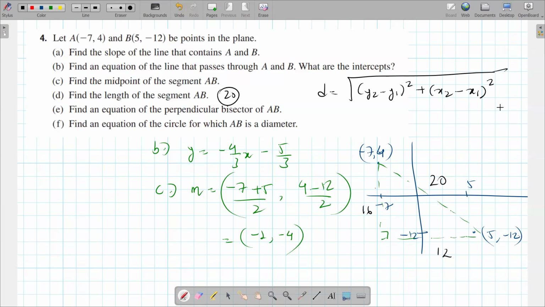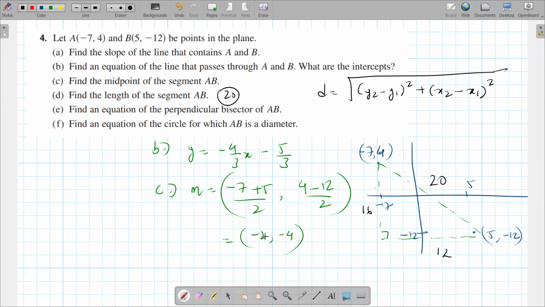Part E, find an equation of the perpendicular bisector of AB. Okay, what is a perpendicular bisector? Any ideas on what a perpendicular bisector could possibly be? It's in the name. Is it like a perpendicular line going through the middle of AB? Exactly. So it'll be this line right here.